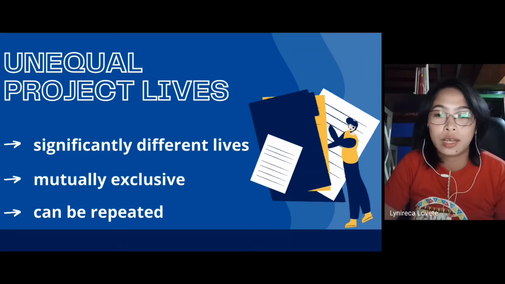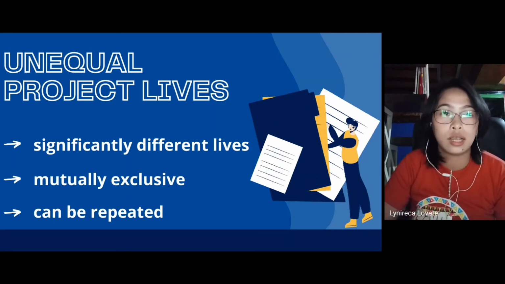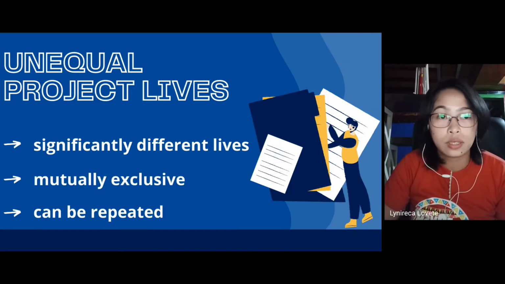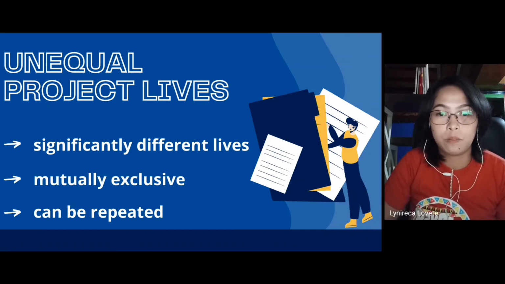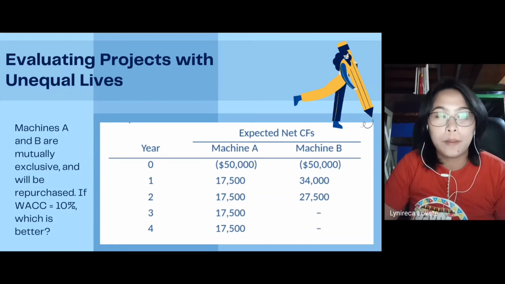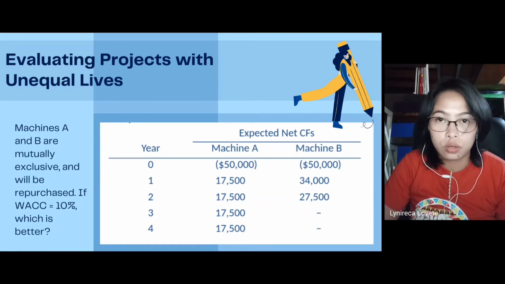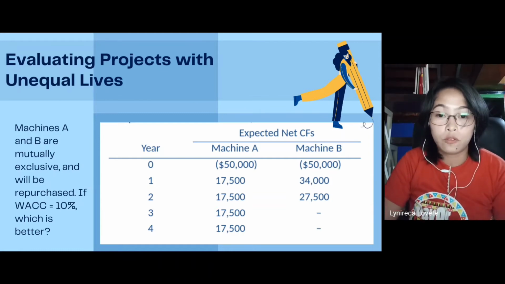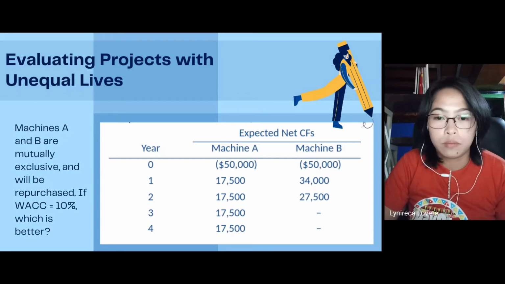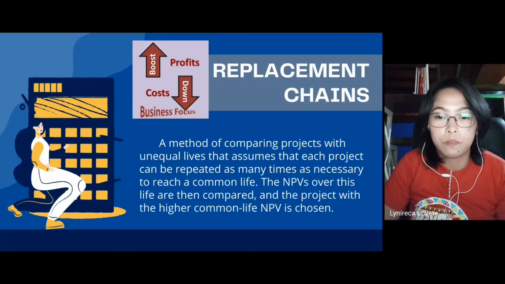So this is significantly different lives, which describes the different years or periodic timelines, which is years, months, days, just like that. And this is mutually exclusive and can be repeated. So this is an example of an unequal life. The machine A has 4 years, while the machine B has 2 years. So they have different lives, which is unequal lives.